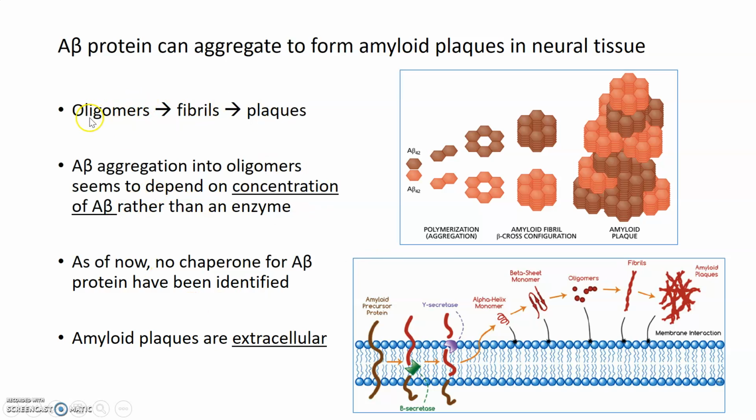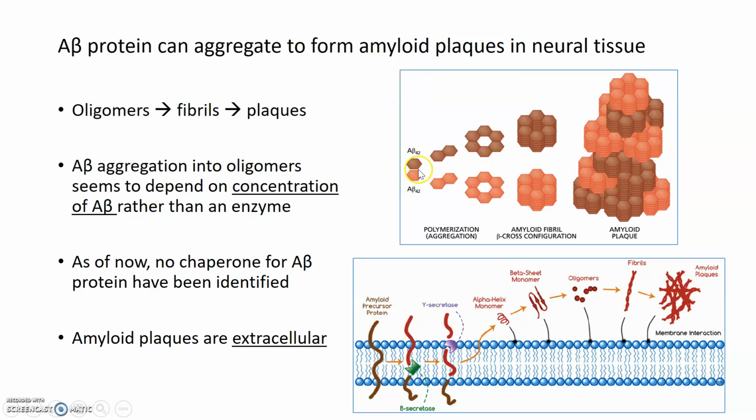So the way that works is that A beta proteins, specifically A beta 42, first form oligomers, or several A beta 42 molecules together. And then those oligomers assemble into fibrils and become cross-linked together. And ultimately, multiple fibrils come together to form an amyloid plaque. And this is a highly ordered structure, and that's why it's so difficult to degrade and almost always insoluble.